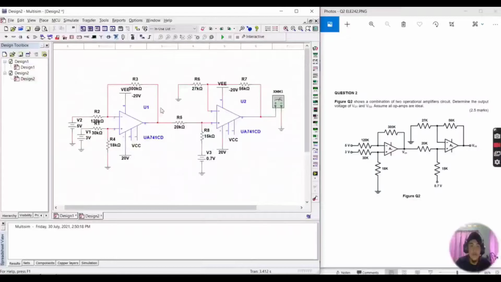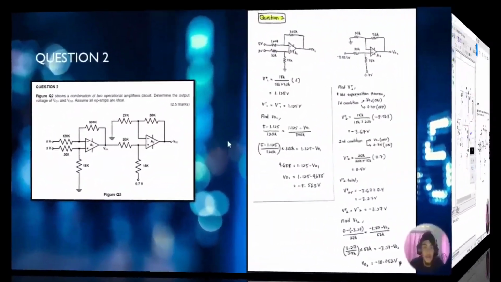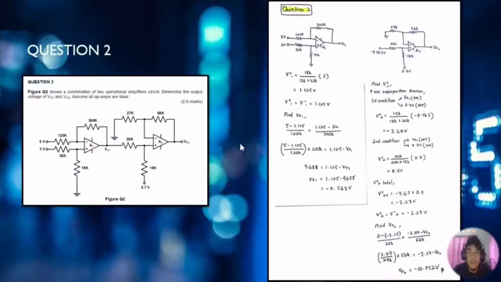Okay, after we change all the values, we will simulate this circuit. Then we get the result, which is negative 10.021 volt. We will do the theoretical solution for question 2. Okay, this is the question. We need to find the V output 2 here.